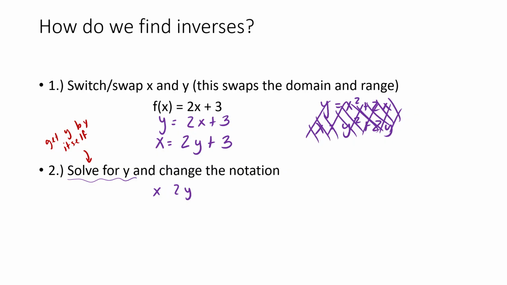So here we've got x equals 2y plus 3. So I'm going to go ahead and subtract 3 from both sides. So x minus 3 equals 2y. And then we'll divide both sides by 2. 2 divided by 2 is 1. And what I'm going to do when I go to rewrite this is I'm going to change that notation over.